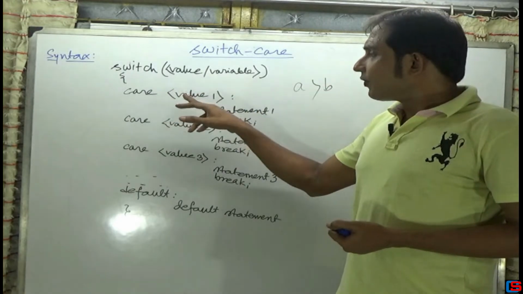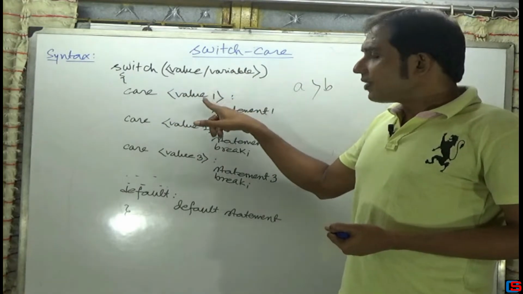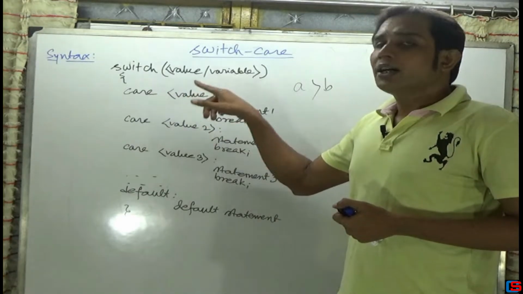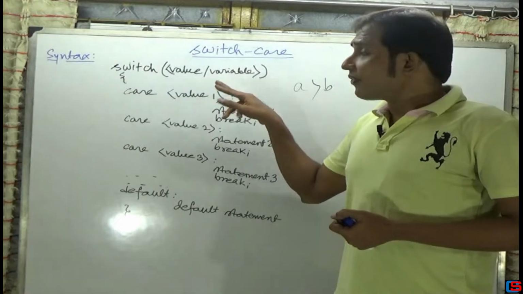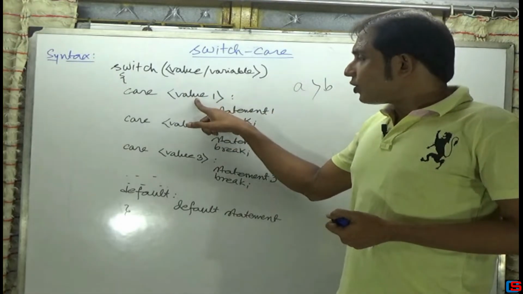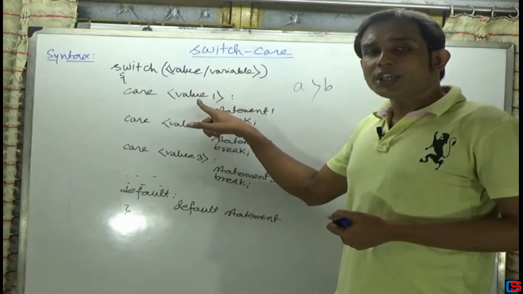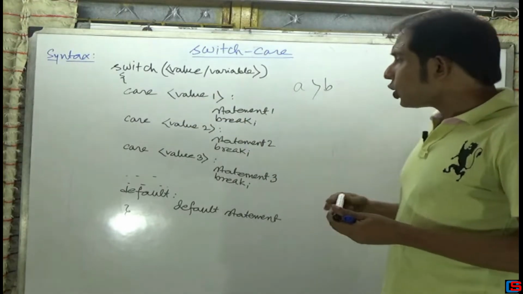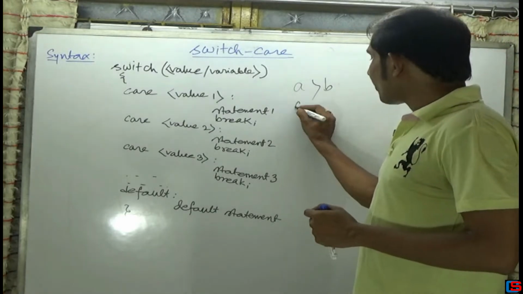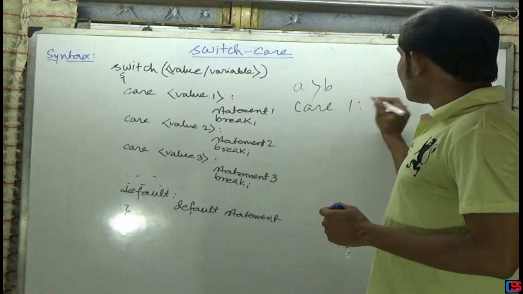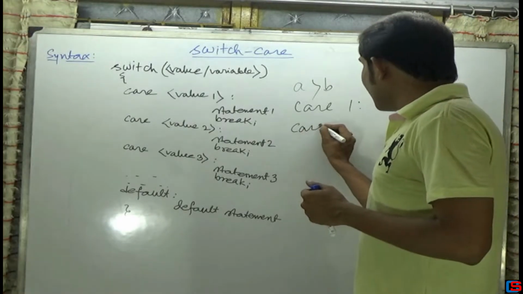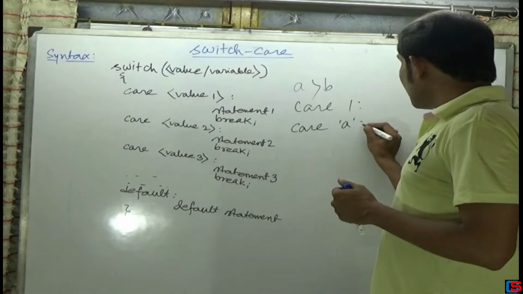Now in a switch case, if the value is integer type, then you have to write the value directly, but if the value is character type, then you have to write the value within single inverted commas. Suppose the value is 1, that is integer type, then you write case 1 in this way. But if the value is A, you have to write case 'A' within single inverted commas.